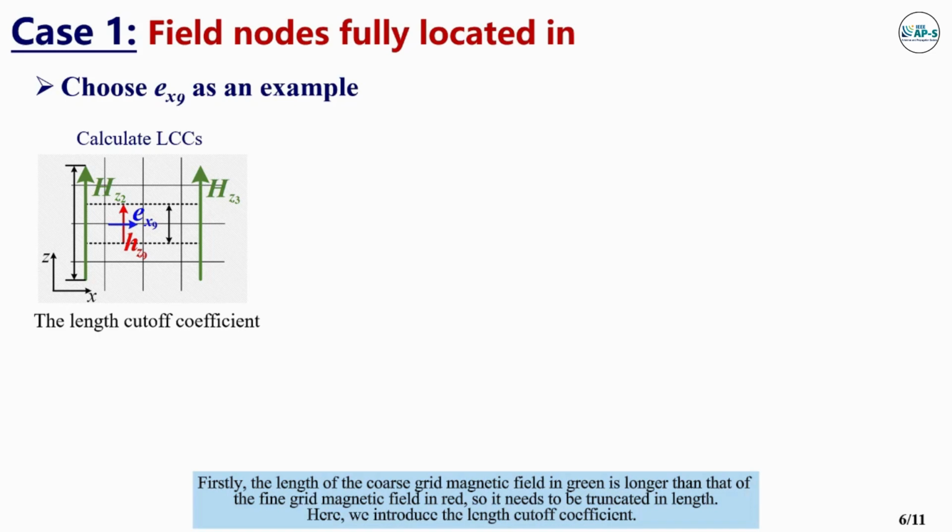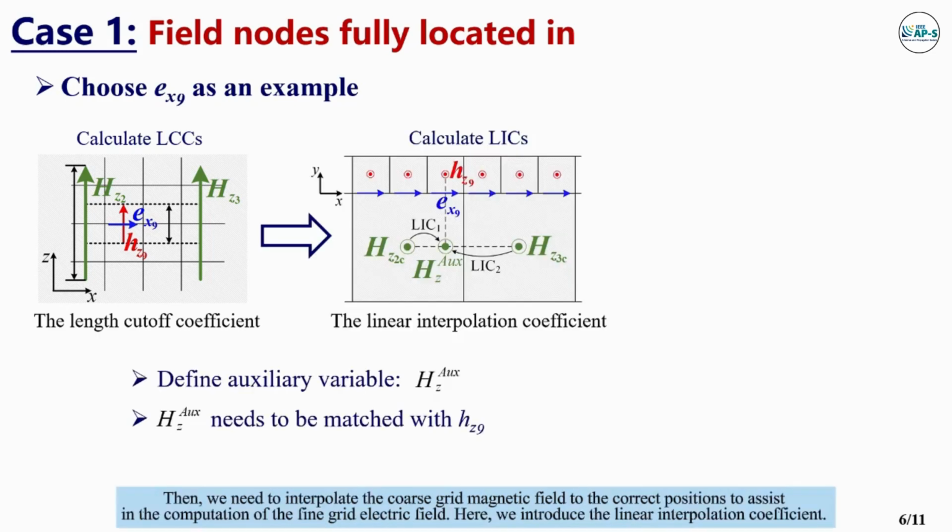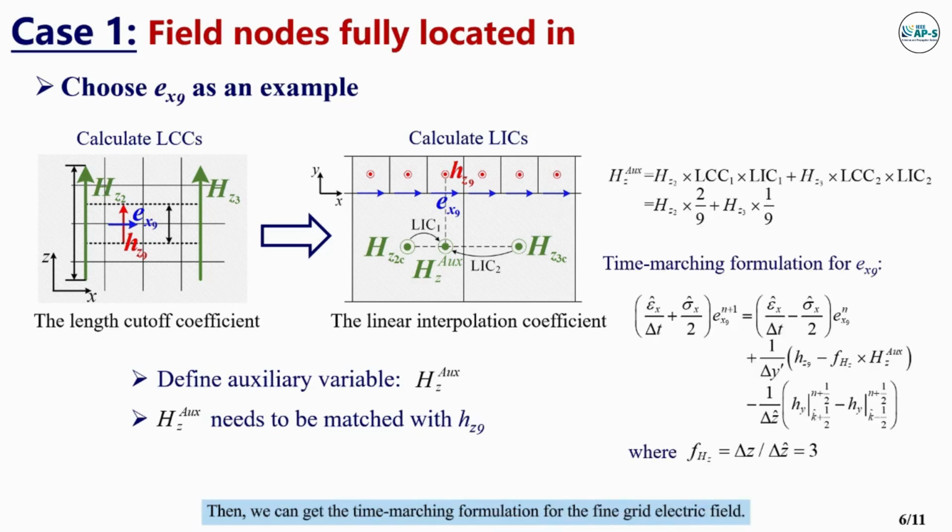Here, we introduce the length cutoff coefficient. Then, we need to interpolate the coarse grid magnetic field to the correct positions to assist in the computation of the fine grid electric field. Here, we introduce the linear interpolation coefficient. Then, we can get the time-marching formulation for the fine grid electric field.